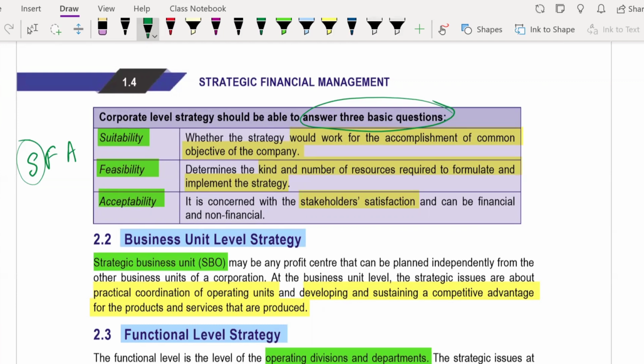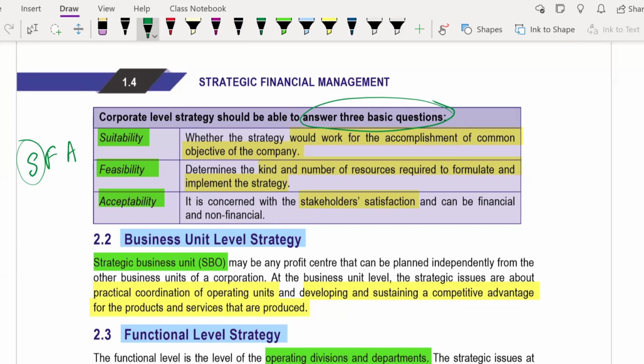Now suppose we are starting Reliance Trends. What will Ambani think? Whether this business is suitable for the objectives of our company. If Reliance's objective is to make more profits, will opening a clothing shop help me gain more profits? Because right now, clothing is a very huge trend. People want to wear different kinds of clothes every single day of their life. Such a business is definitely going to prove profitable if you give it at a reasonable price with quality goods. So this is a suitable business, correct?